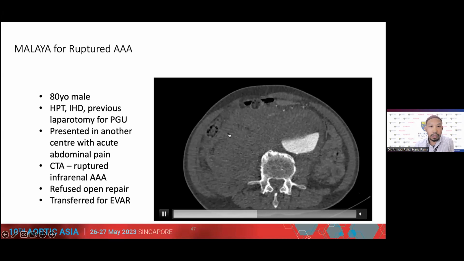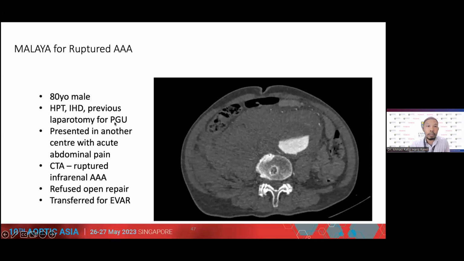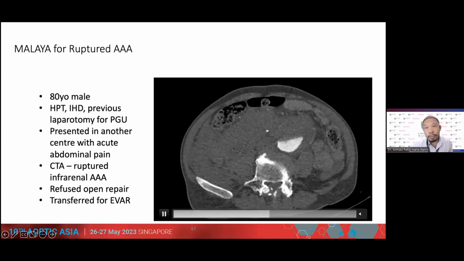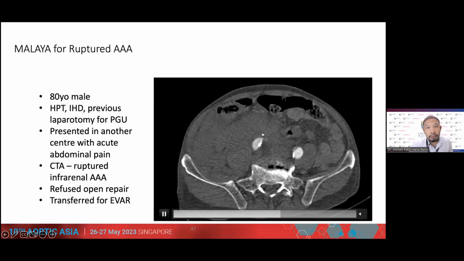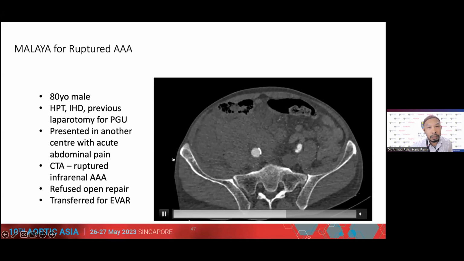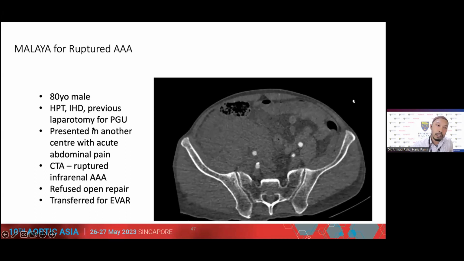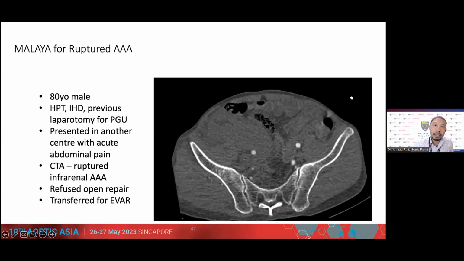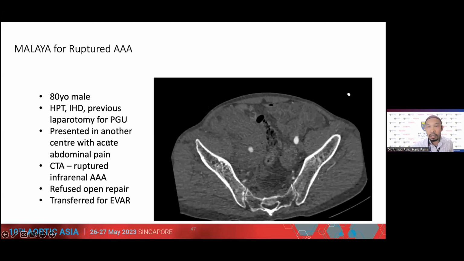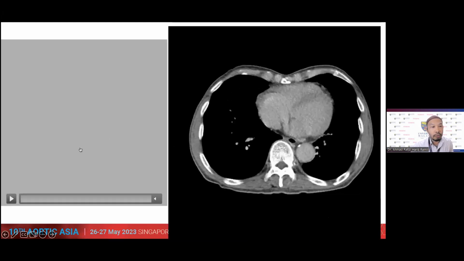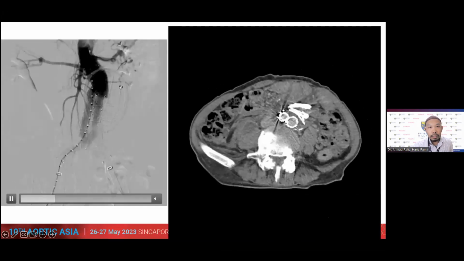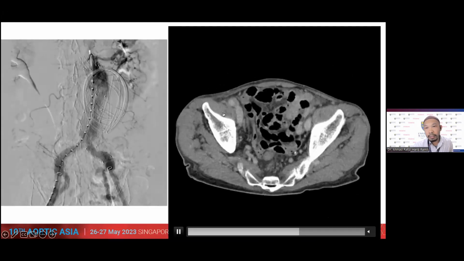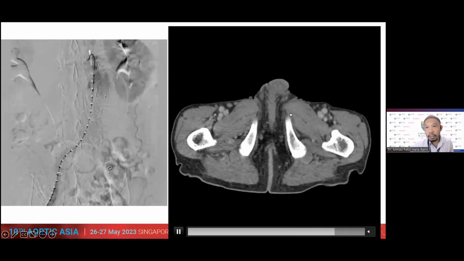All right, so 80 years old and with a history of previous laparotomy for PGU repair, you don't want to actually open it. In this patient, fortunately, the vital signs were stable with permissive hypotension, transferred to our center, and then we managed to do EVAR for him. So this is how it looks like. Let me just play. We did the same thing, stent and coil and Malaya technique.